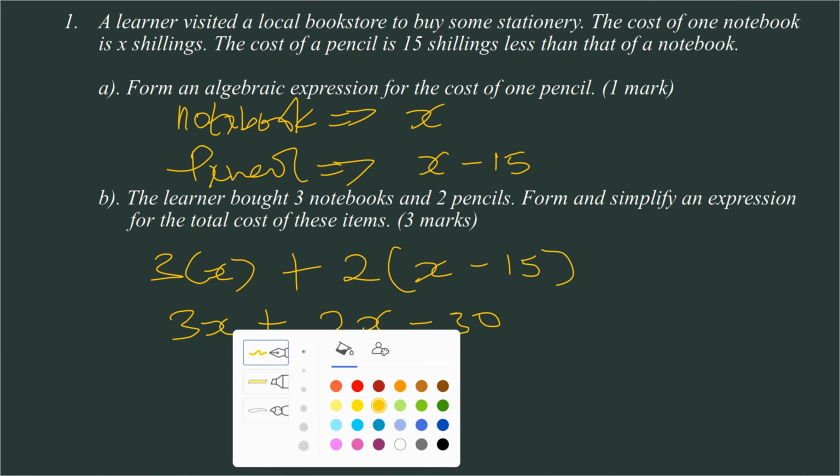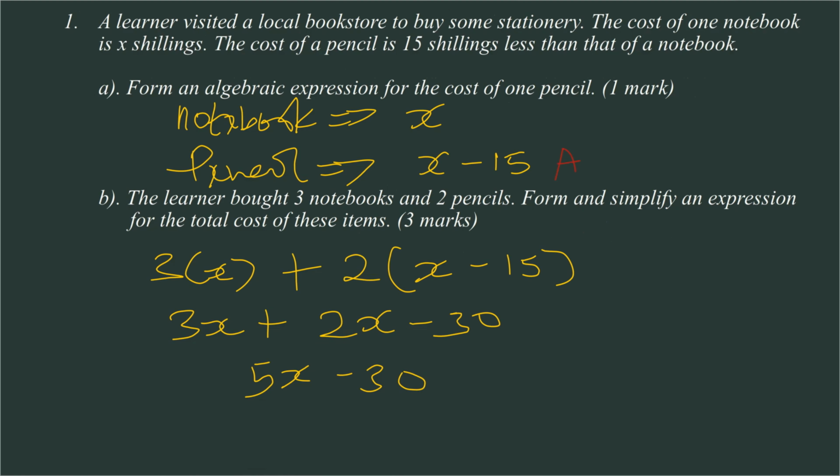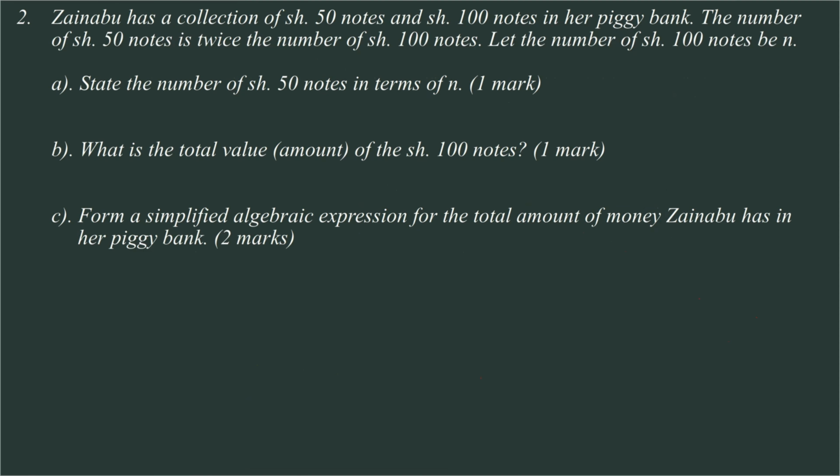Now how do we mark this one? 1 mark for this method for the expression, 1 mark for expanding, and 1 mark for the answer. So those are 4 marks. I go to the second one.